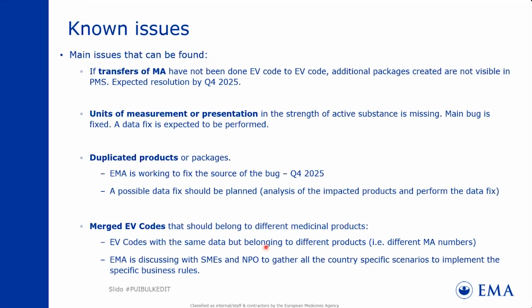So we are working to identify the business rules to apply to these products. And we are working with the SMEs and with the network product owner to gather all the country-specific scenarios to implement the business rules. So we know, for example, in Germany, you might have this issue, so we need to identify what is the value that we need to take into account to make sure that we split the products and we don't merge the EV codes when they really need to be in different medicinal products. We are waiting for some information, and then we need to implement the change.